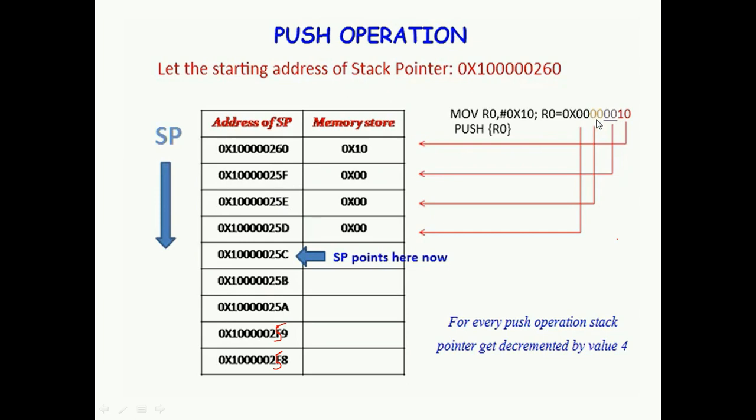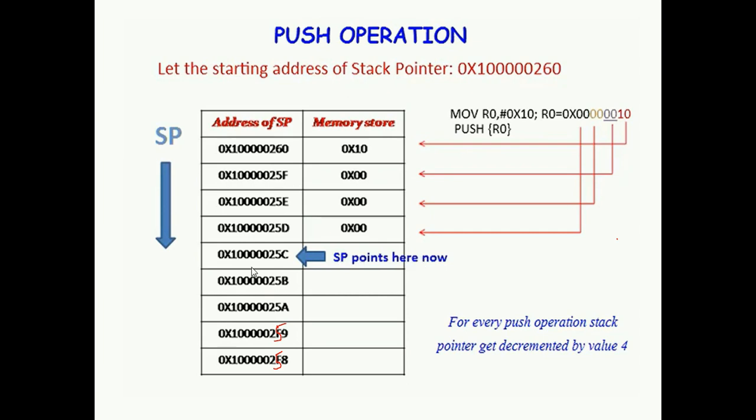The third byte from the LSB is moved to the stack at that location. After that again the stack pointer gets decremented by 1. Now it is pointing to 25D. The last byte of register R0, that is 0x00, is pushed to the stack at this location. After this again the stack pointer value gets decremented by 1. Now it is pointing to 25C. The stack pointer's current address is now this, so this acts as the starting address of the stack pointer for the next push operation.